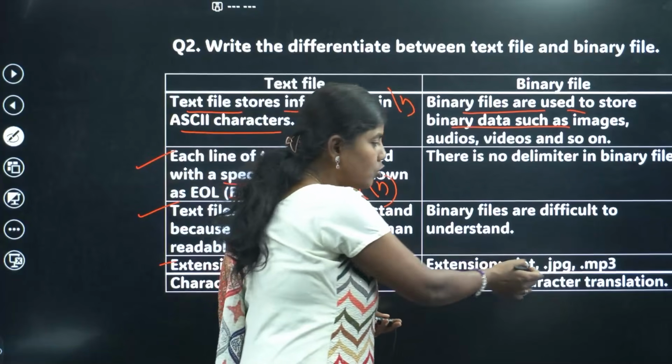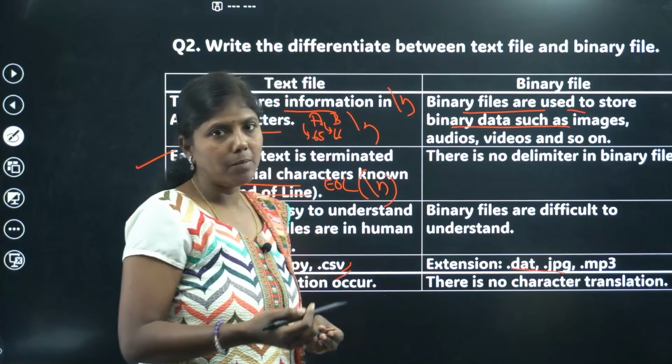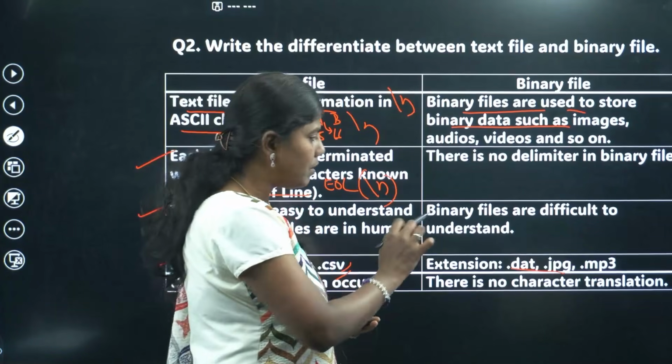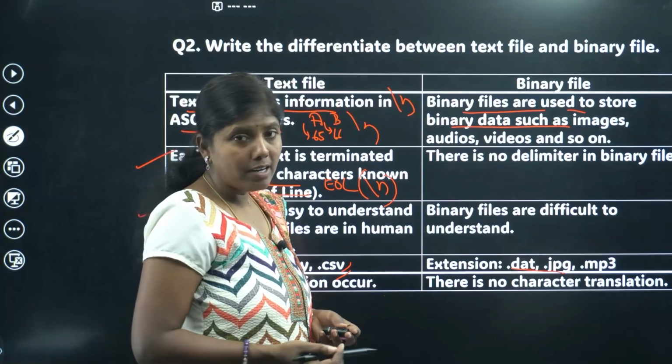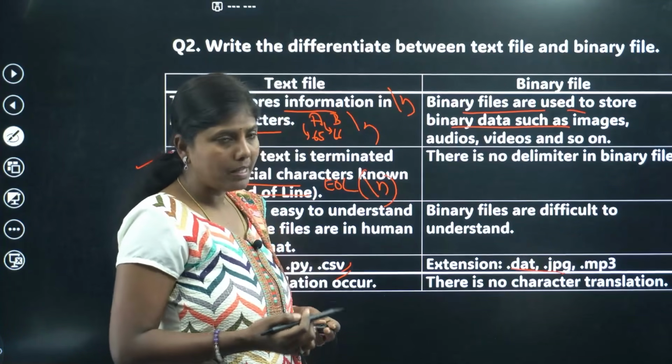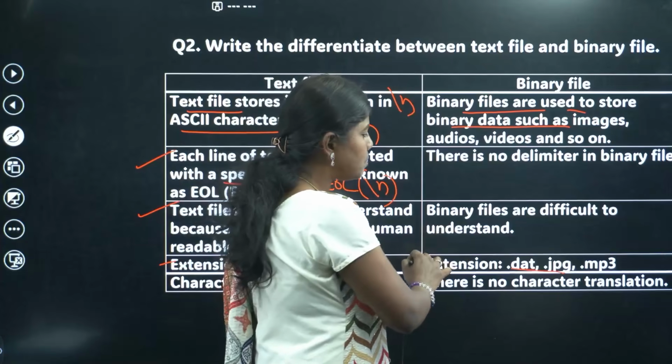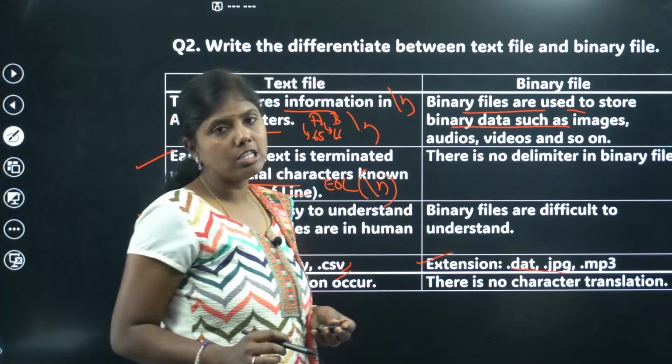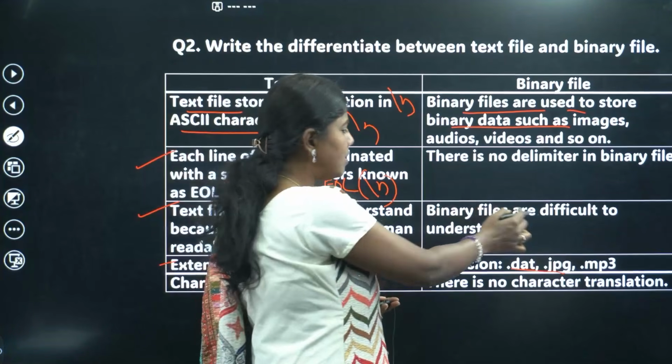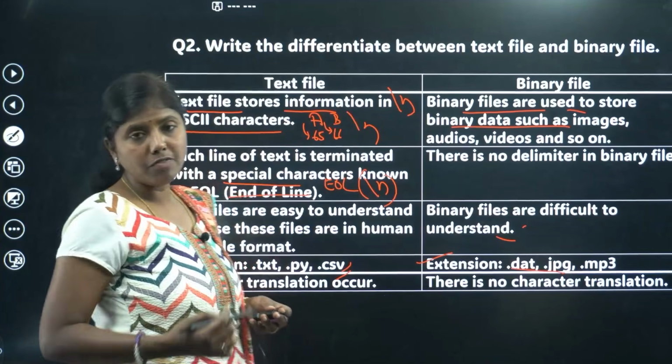An example, as I told you, is an image, an audio or a video. For example, it will be .dat. Binary files are .jpg, .mp3. These are all the different kinds of extensions that we can have. Binary files are difficult to understand. These are some of the differences.